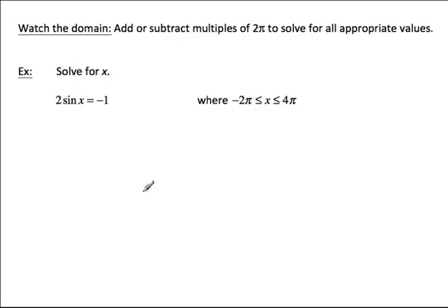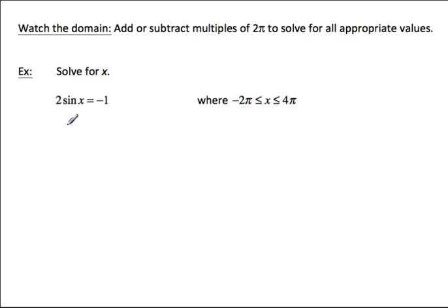Now let's make things a little bit more complicated. In this question, the domain that we're given is not 0 to 2 pi, but it's -2 pi to 4 pi. And that brings up the point that in trig equations, you need to watch the domain and add or subtract multiples of 2 pi to get all the appropriate values for your answer. You'll see what I mean in a moment.